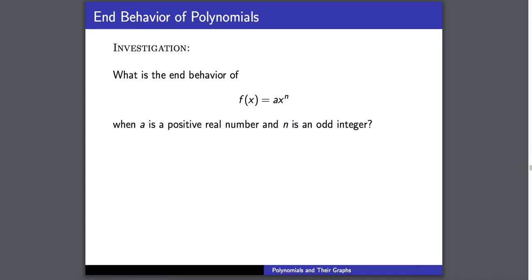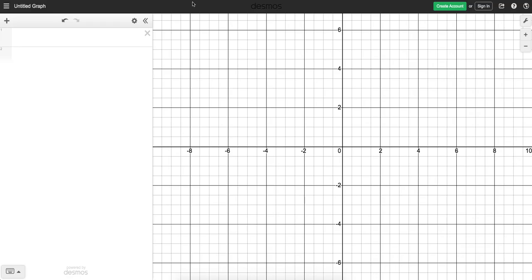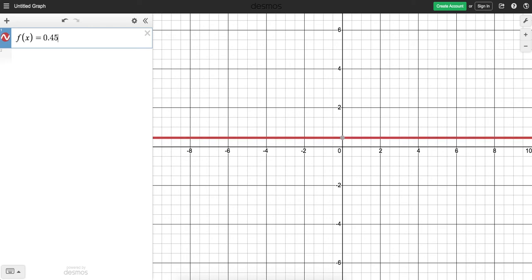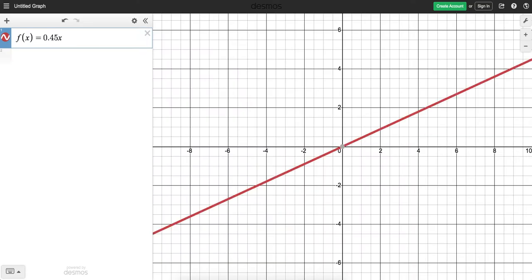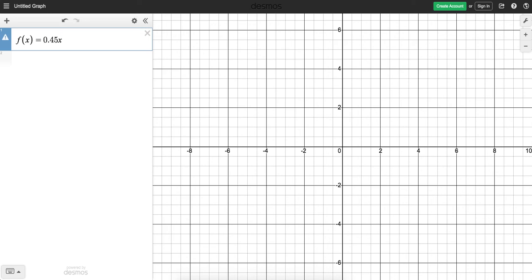So let's take a look at the end behavior of our function here, f of x equals ax to the n, where a is a positive real number and n is an odd integer. We'll look at Desmos here and see what happens. So a is a positive real number. Let's do f of x equals, I don't know, 0.45, and then n is an odd integer. So x is my variable, and then we're going to raise it to, let's say, the third power. We can even raise it to the first power.